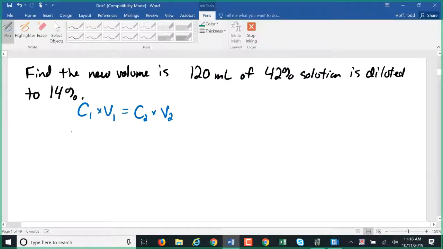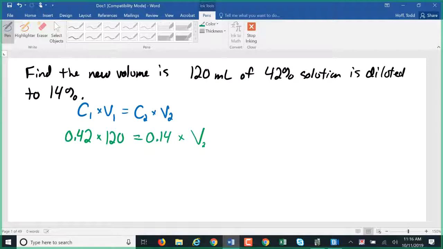So our initial concentration is the 42%. Again, you could leave it as 42, but I'm going to make it 0.42. Initial volume is 120 milliliters. Equals our new concentration is 14%, 0.14 times our new volume. Now that's V2. Usually I just drop the 2 off of it for ease of work. The reason I do that is when that 2 is there, people feel like they have to calculate with it. That 2 is not really a number. It is just a tag that says that this volume is different from that volume. So you can't calculate with that 2 at all.